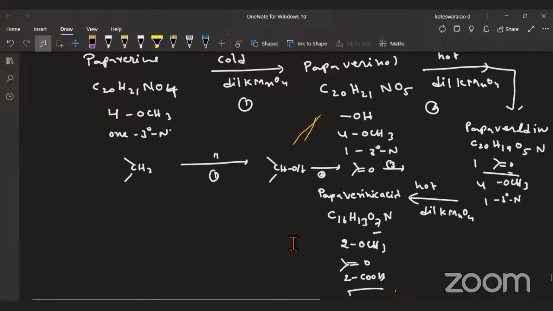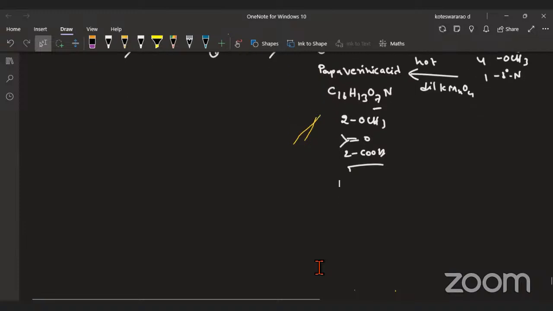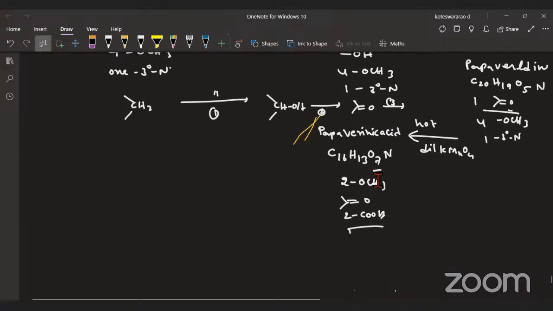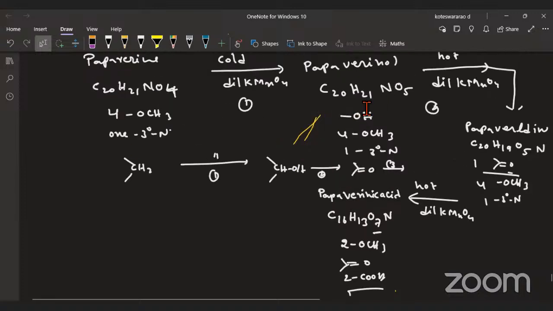Therefore, from the above sequence of reactions, we suggest that papaverine contains an active methylene group, which is oxidized to a carbonyl group. The formation of ketone indicates that the active methylene group is present. In another reaction, papaverine is oxidized with cold KMnO4, which produces papaverinol. That indicates the first step is the formation of OH, which further undergoes oxidation, leading to the formation of papaverine that contains the keto group. In the above degradation experiment, papaverinol is an alcohol, and papaverine and papaverinic acid have a keto group.